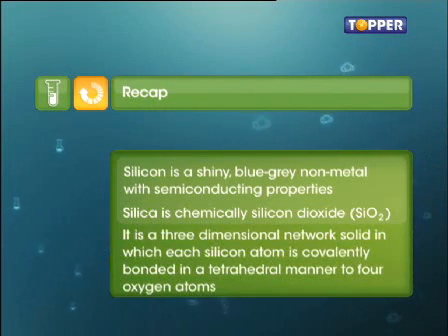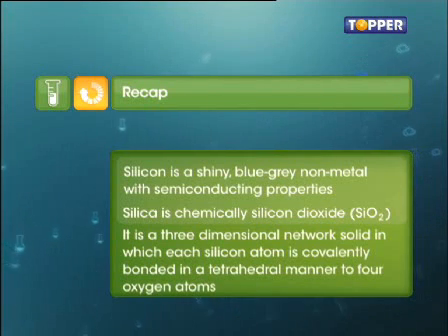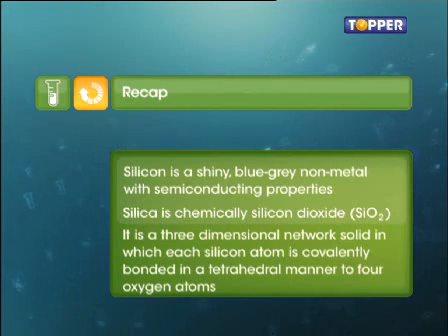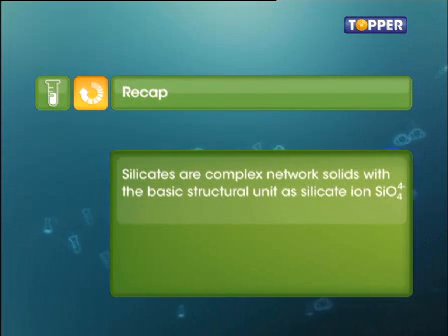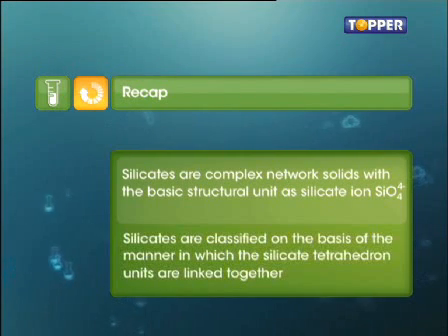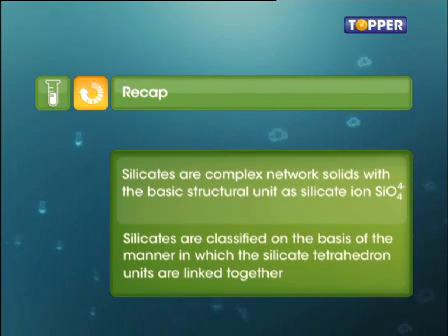Silica, also known as silicon dioxide, is a three-dimensional network solid in which each silicon atom is covalently bonded in a tetrahedral manner to 4 oxygen atoms. Then we studied silicates, which are complex network solids with the basic structural unit silicate ion SiO4 4-. Silicates are classified on the basis of the manner in which the silicate tetrahedron units are linked together.